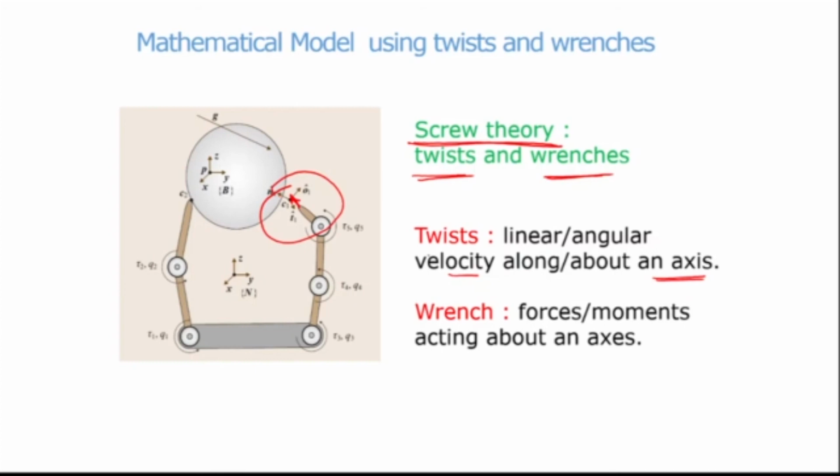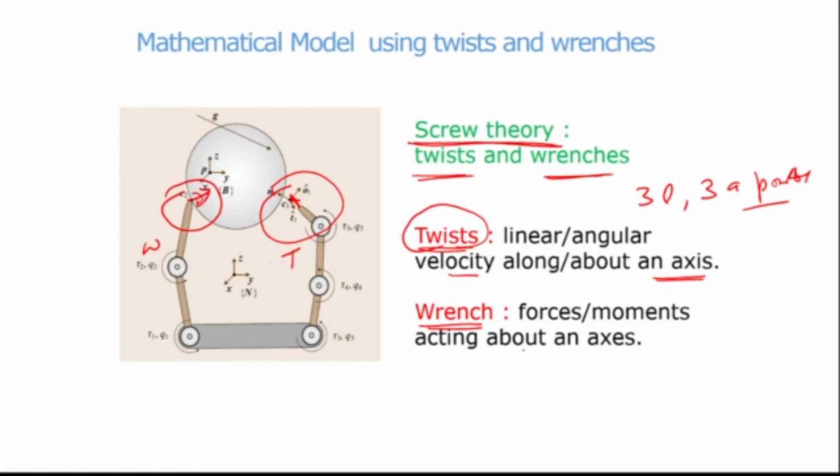These are called twists. So there are 3 linear velocities possible and 3 angular velocities possible when there is no contact. Now wrenches are the forces and moments which can be applied to an object about an axis. Here we talked about twists, here I'm talking about wrenches. In the case of wrenches, this finger can apply some force, it can apply some moment. Those are the forces and moments acting about an axis which the finger can apply to the object.